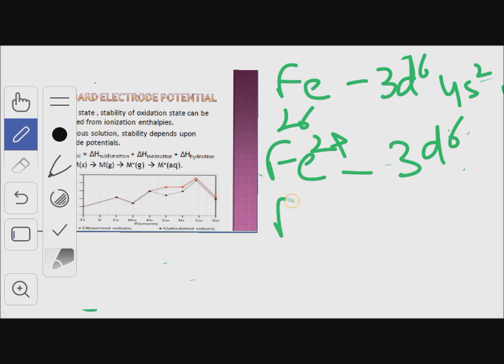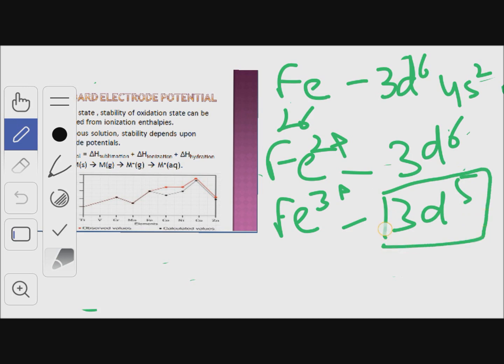But in Fe3+, it has 3d5 electrons, means exactly half filled configuration, which is a stable configuration. That's why Fe3+ is more stable than Fe2+ state, because of the stability of 3d5 electrons, which is exactly half filled configuration.